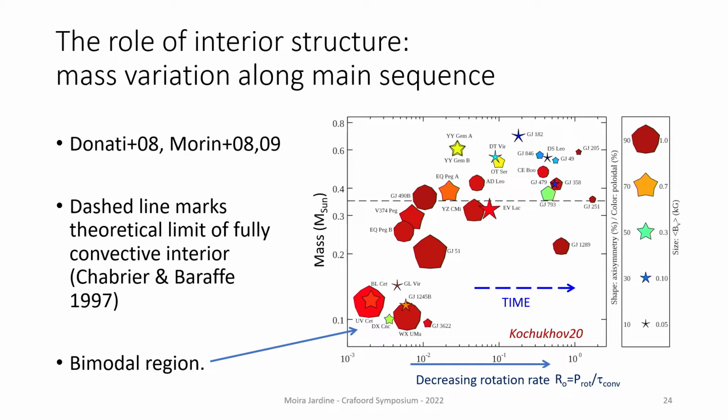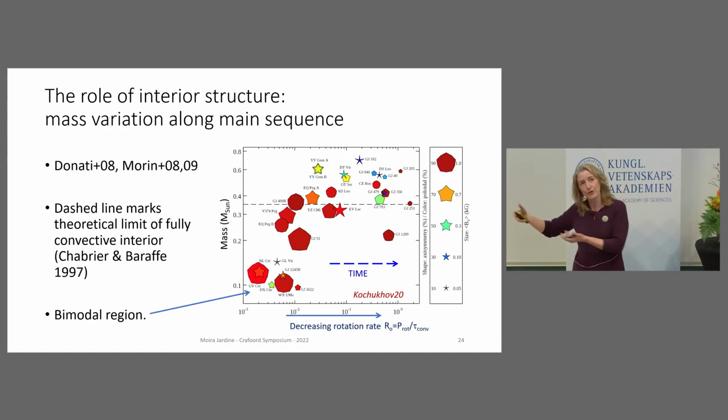This axis is mass in units of the mass of the sun. So it's all the way down to a tenth of a solar mass, up to 0.8. And this axis is a strange parameter called the Rossby number, but it's a proxy for rotation rate. So as you go to the right, the rotation rate is getting lower. You can think of the arrow of time for all these stars as pointing to the right. As all these stars get older, they would move to the right in this plot.